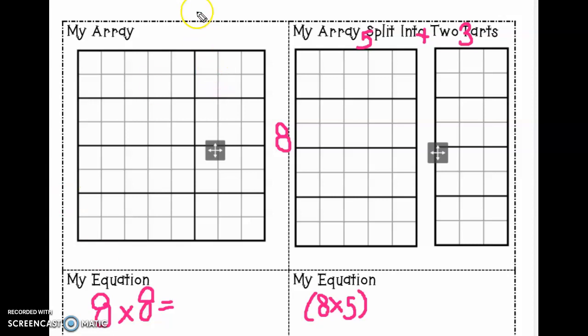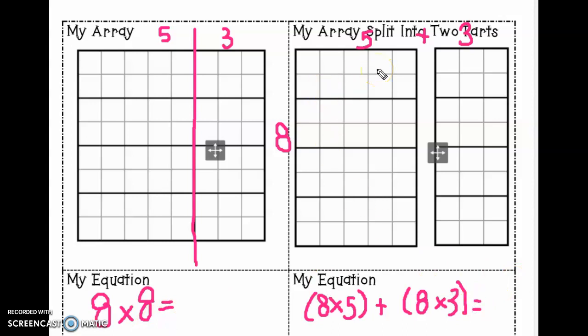So basically, I just drew a line right here in my shape. See that? And I just split it apart. 5 and 3. So 8 times 5 right here plus 8 times 3. This makes the math problem of 8 times 8 so much easier to calculate.